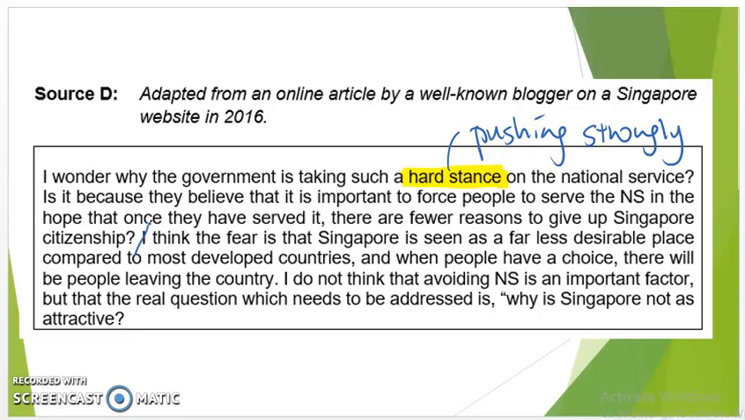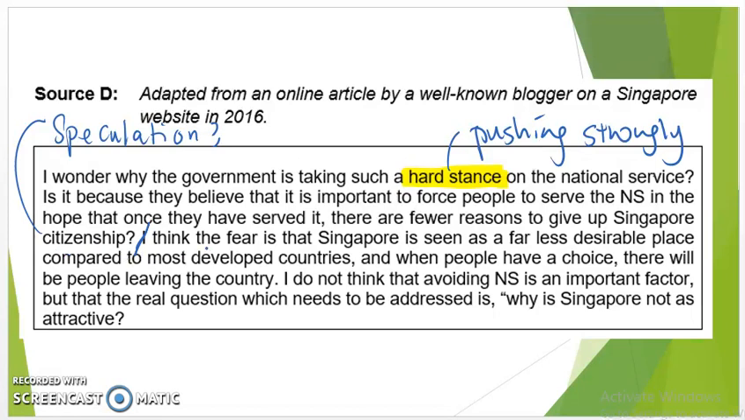This is a very complicated source. If you look at this question here, this person is just making a speculation. Is it because of this? That's why the government is doing that? He is not making an accusation. So you cannot say that the government intends to do this, that the government wants Singaporeans not to give up the Singapore citizenship, that's why they introduced NS. It's just a speculation. So some of you who made that inference, it is not a valid inference.